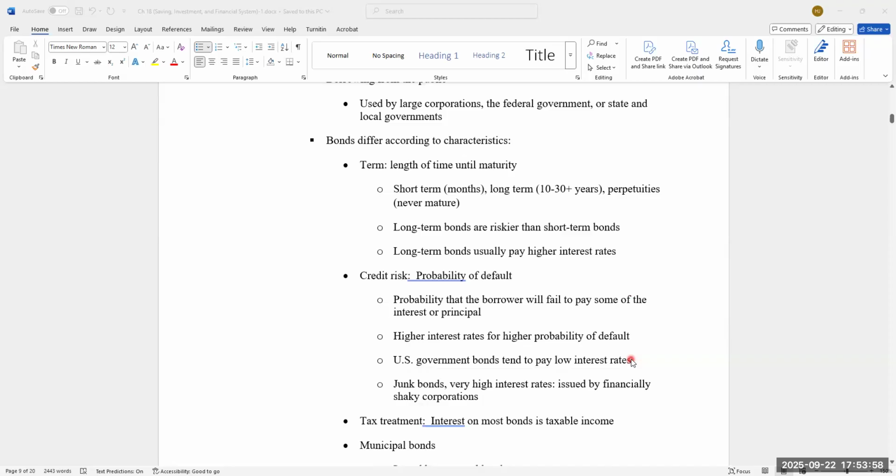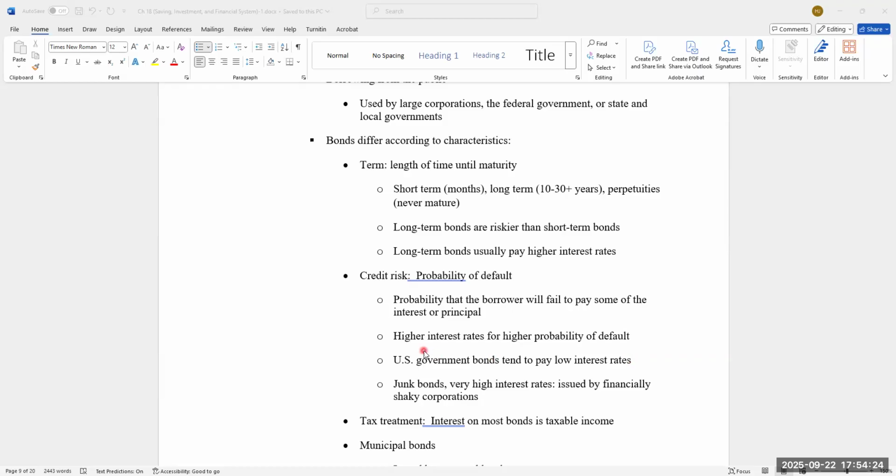Credit risk. What is credit risk? The probability of default. It's trying to measure what is the probability of default, meaning not paying back the money that was being borrowed. What is the probability of not getting paid back, or not paying someone back? That is the credit risk.